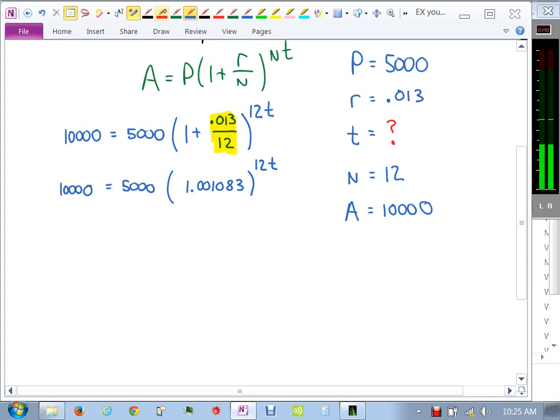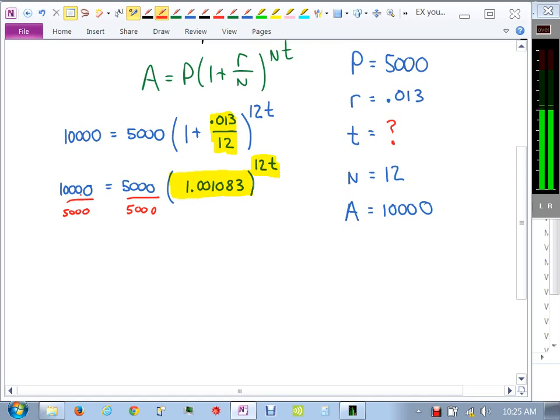So look at this. This is very much like a problem where we have a base raised to a power. And so to get that power 12t out, we need a natural log on both sides, right? Remember, to drop the power out? But you can't take the natural log until the base is by itself. Right now we have a 5,000 in front. So how do you get rid of the 5,000? Divide by 5,000 both sides. So divide by 5,000 here. Divide by 5,000 here.